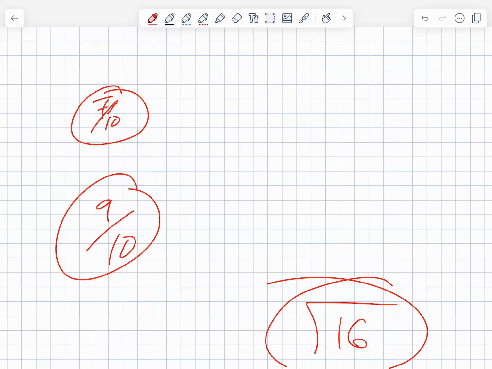And we'll see how we can go. Any questions on anything here?